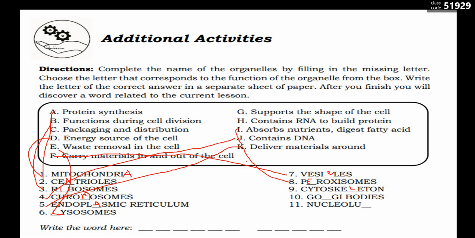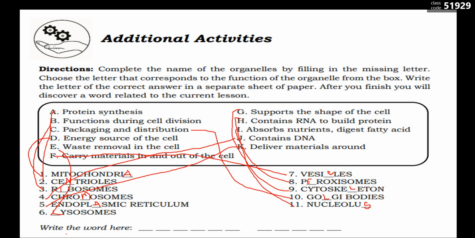And 9 is for letter G. Supports the shape of the cell. And number 10 is for letter C. Packaging and distribution. And the last one is nucleus. That is for letter H. Contains RNA to build protein.